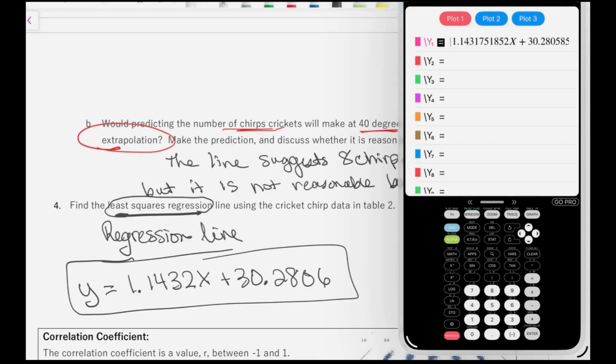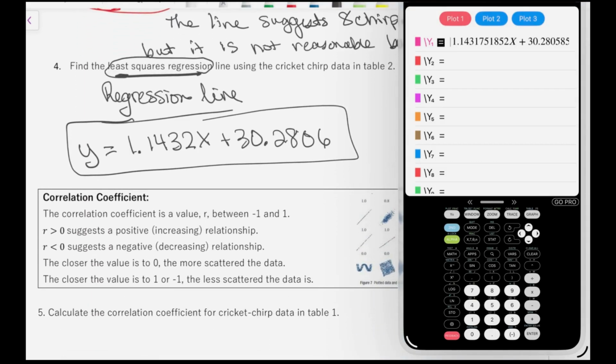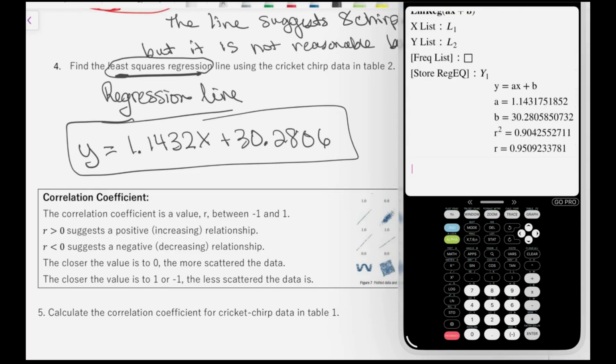Now let's visit about the correlation coefficient. That is the R value that we saw. So I'm going to go back to main screen. Look down at your R value. Our R value was 0.95. The closer your values are to 1 or -1, the better your line fit the data.